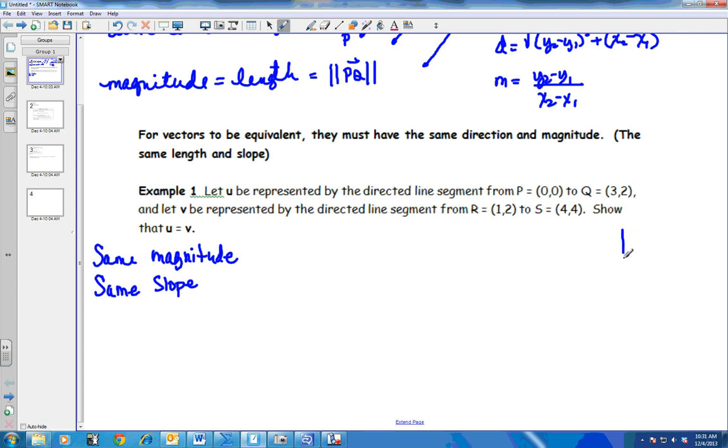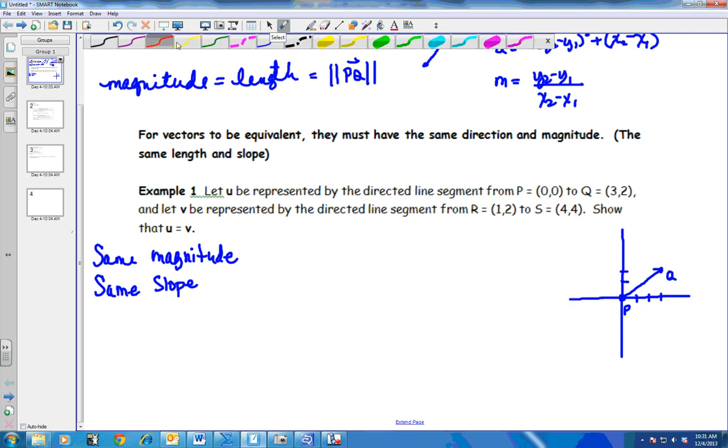So first of all, if I were to just sketch these, 0, 0, and 3, 2. So my initial point is 0, 0. My terminal point is 3, 2. So there's directed line segment PQ. And let me do this in a different color. So then I have 1, 2, 4, 4, and maybe I need to go a little bit like that. And this is RS. I know it doesn't look like it, but I'm supposed to show that these have the same length and the same slope. So let's do u first.